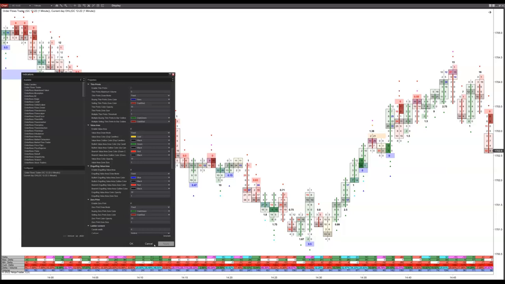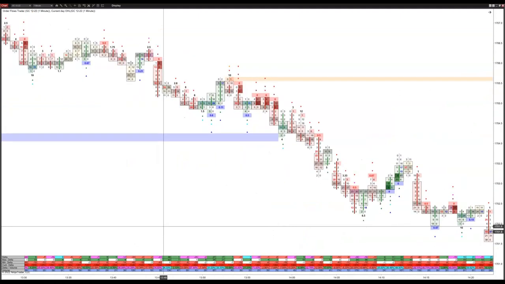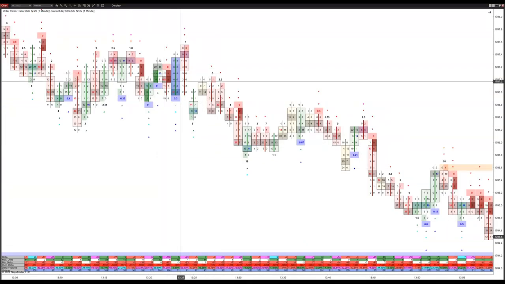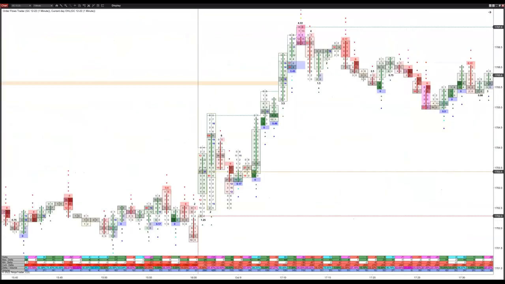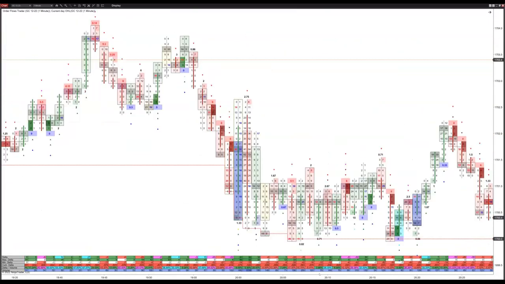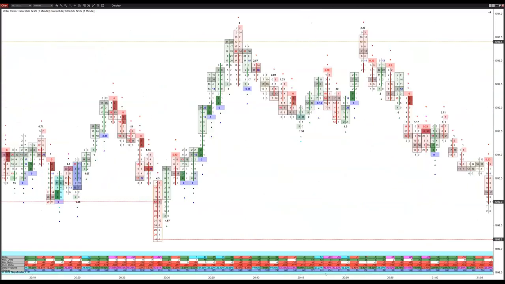Engulfing value areas are going to be blue or red. Now, engulfing value area, we all know what engulfing bars are in candlesticks. Well, an engulfing value area is the value area that engulfs the previous bar's value area. And again, it's quite useful especially when you see them coming in at potential market turning points.